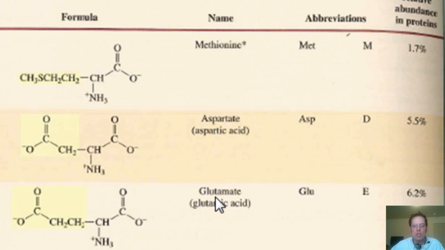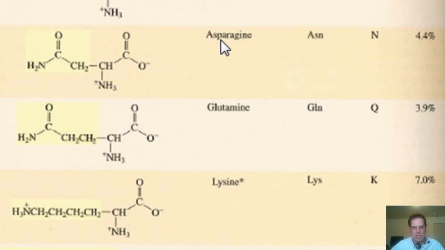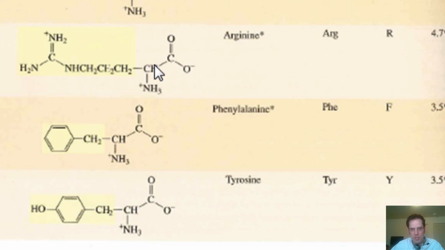The next amino acid is glutamate. Glutamate also has another name, glutamic acid. Exactly the same thing. Asparagine, which has this side chain. Glutamine, which has this side chain. Lysine, which has this side chain. Arginine, which has this side chain. Phenylalanine, which has this side chain. Tyrosine, which has this side chain. You'll notice that tyrosine looks exactly like phenylalanine, except that it has a hydroxyl group in the para position of the benzene ring of the amino acid.